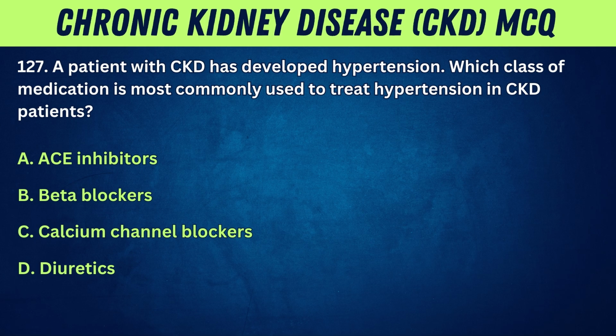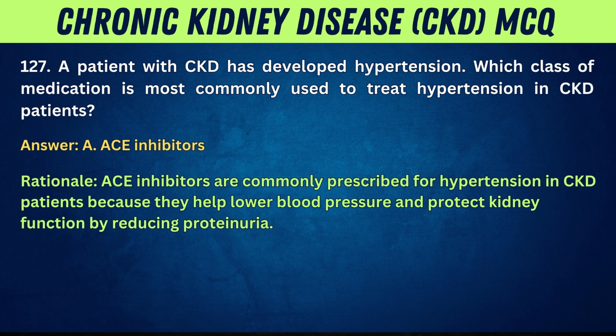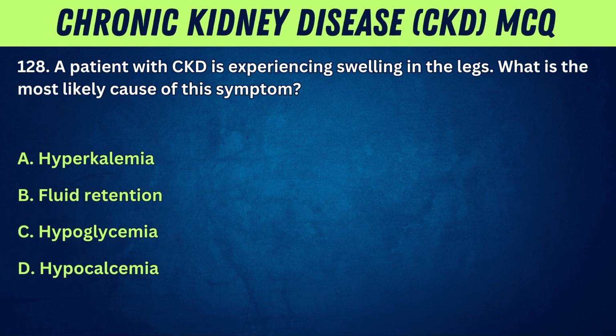A. ACE inhibitors. B. Beta blockers. C. Calcium channel blockers. D. Diuretics. Answer: A. ACE inhibitors. Rationale: ACE inhibitors are commonly prescribed for hypertension in CKD patients because they help lower blood pressure and protect kidney function by reducing proteinuria.